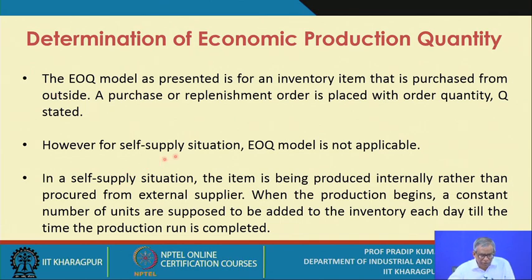This is called the self supply situation. However, for a self supply situation, the EOQ model is not applicable. Is it okay? So it is very clearly understood. In a self supply situation, the item is produced internally rather than procured from an external supplier. I have already explained it. And when the production begins, a constant number of units are added to the inventory each day till the production run is completed.